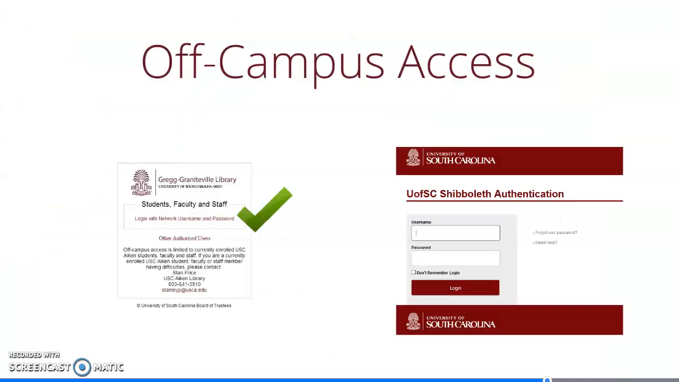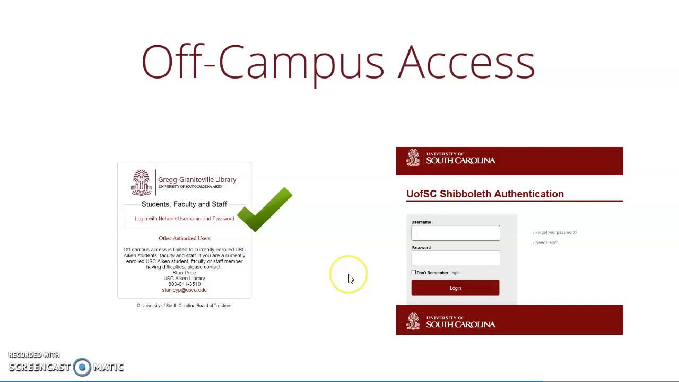As a distance student, you're going to need to log in from off-campus. When you click on an individual database, this page will show up and you'll need to click on the thing that says Login with Network Username and Password. Once you click on that box, the page with the USC Shibboleth authentication will show up.